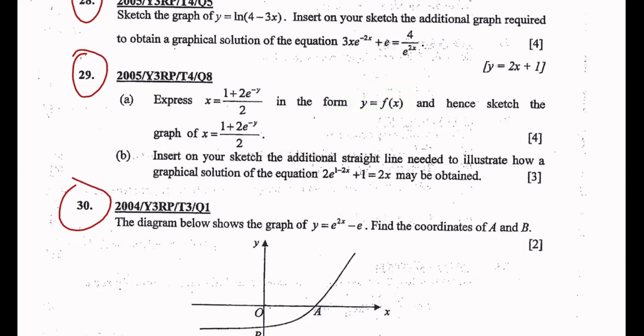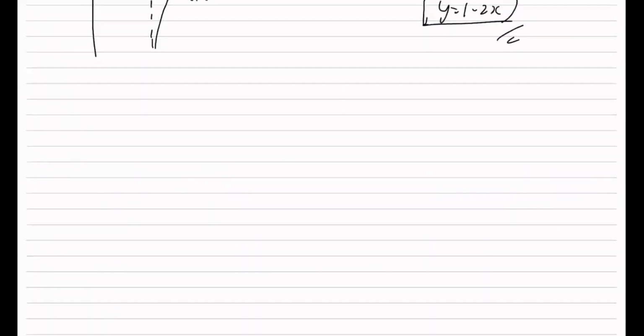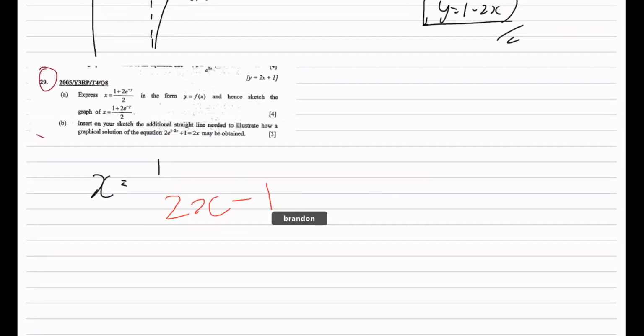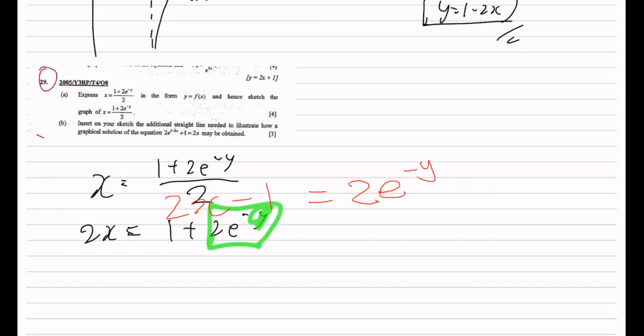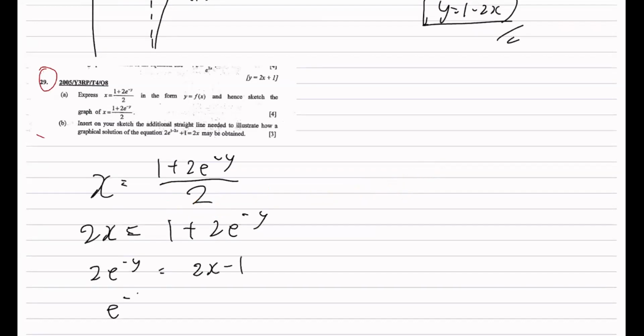Let me copy the question down first. Okay, copy x equals 1 plus 2e power negative y over 2. So times 2 over, you get 2x equals 1 plus 2e power negative y. What else? The y is over here. It's attached to the 2e. So yeah, exactly. Then 2x minus 1. Divide by 2.